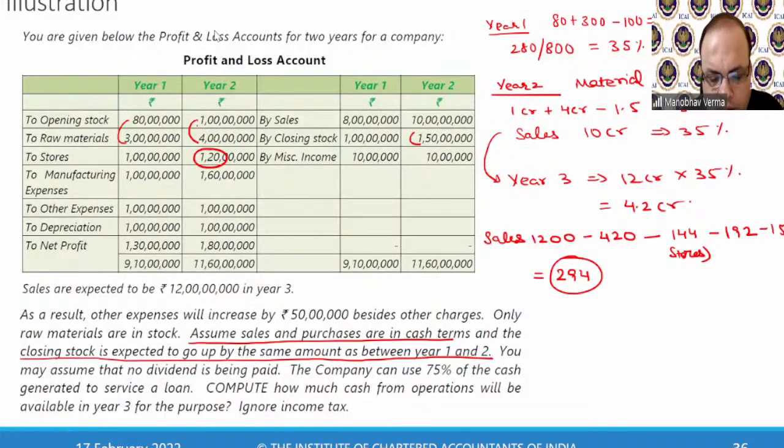Okay, the 294 statement. Charu says, what is 294? Charu, 294 is nothing but net profit adjusted for the depreciation.